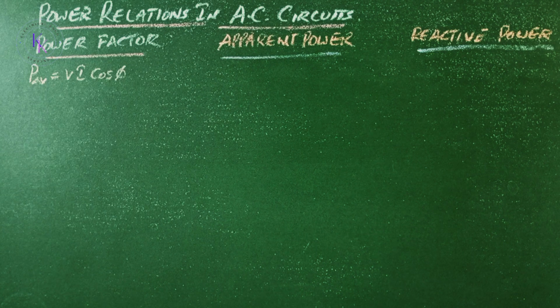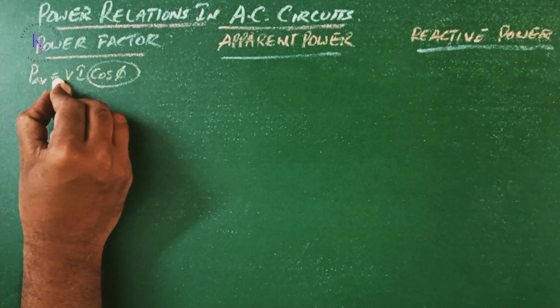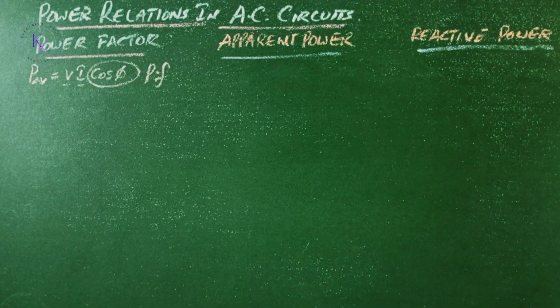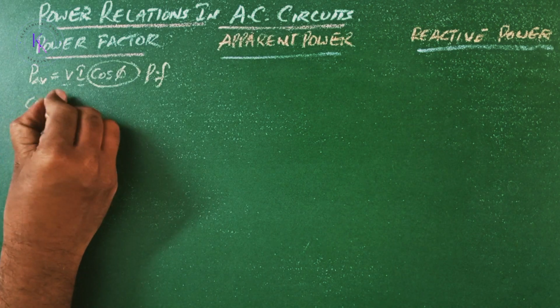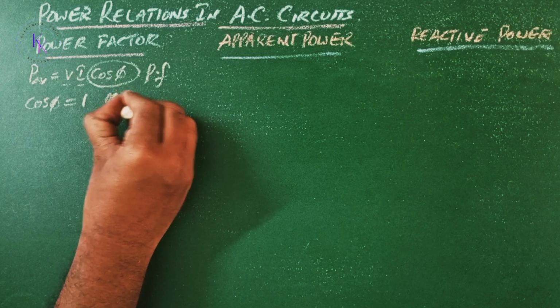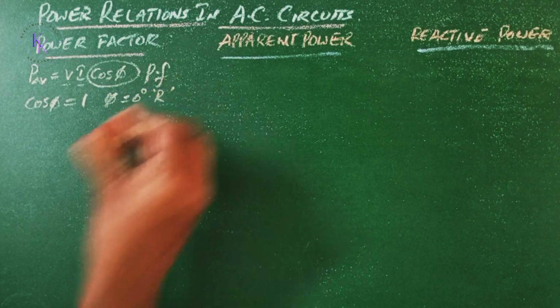Power relations in AC circuits. In the previous class, we derived the equation for the average power, that is P_avg equals VI cos phi, where the term cos phi, the cosine of the angle between the voltage and current, is known as the power factor. The power factor, cos phi, equals unity 1 when phi equals 0 degrees. This is the case of a purely resistive circuit.